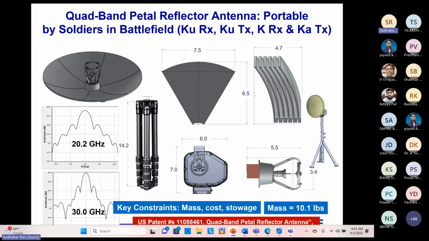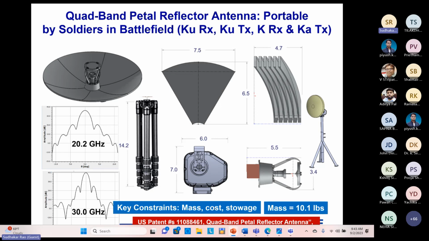Once everything is assembled, you can see on the right how it looks. You have a tripod, you have a 2-axis gimbal, which can scan plus minus 70 degrees, and then you have the petal reflector to provide the gain. This is to communicate with satellites and aircraft. When the soldier is on the battlefield, he can deploy it when needed and immediately communicate, and then pass the signals to the ground operations to take any action. So it's low mass, low cost. It's about 10 pounds.